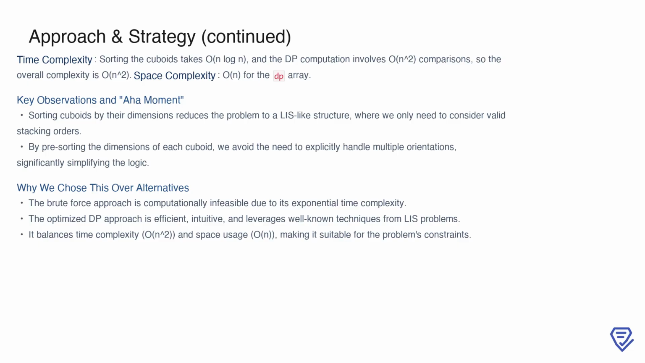One of the key insights here is that sorting the cuboids simplifies the problem by reducing it to a structure similar to the longest increasing subsequence. By pre-sorting the dimensions of each cuboid, we eliminate the need to explicitly handle multiple orientations, which significantly streamlines the logic. This approach was chosen because it is both efficient and intuitive, leveraging well-established techniques from LIS problems to handle the constraints effectively. The balance between time complexity and space usage makes it an ideal choice for this problem, as it avoids the computational pitfalls of the brute force method while remaining easy to implement and understand.